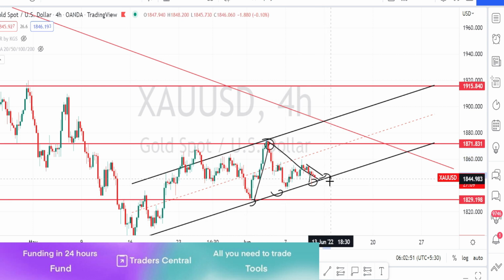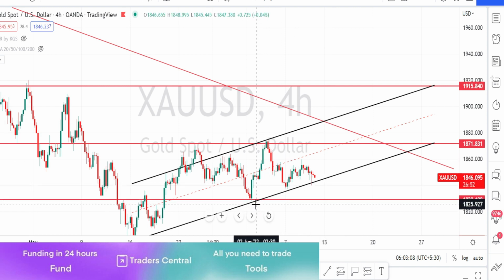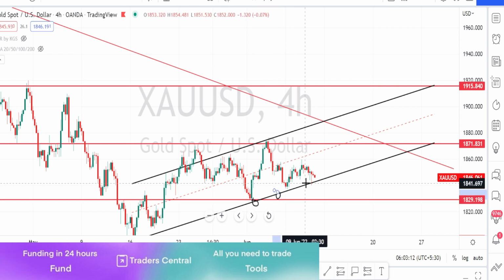Only when the price action breaks this support line can we expect a further fall in the price action and a retest of the higher time frame support level of 1828. And as long as this trend line or the support line of the bullish channel pattern is holding, we can expect the price action to take support on this trend line and to bounce back on the bullish side.